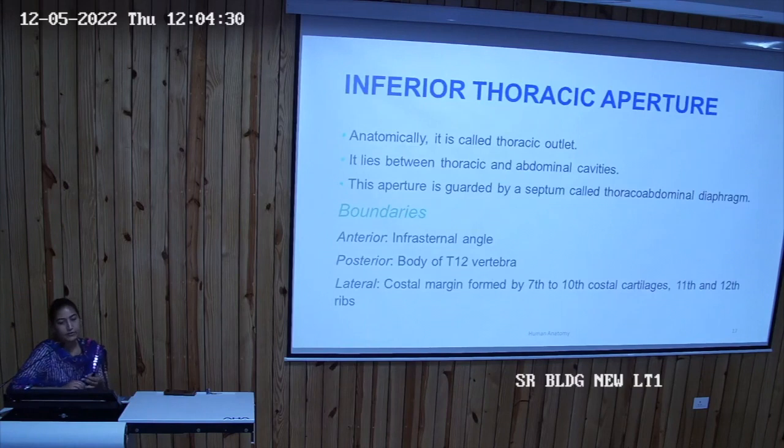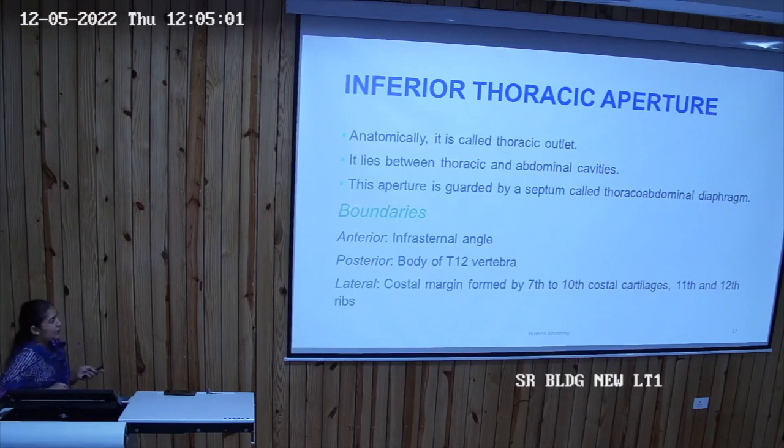Next is the inferior thoracic aperture. You have the thoracic inlet, the thoracic cavity, and the thoracic outlet. So this inferior thoracic aperture is also called the thoracic outlet. The inlet, you have seen the boundaries. The thoracic cage, you already know the contents, that is heart and lung, they are bounded in the thoracic cage. What is guarding the thoracic outlet? The diaphragm is guarding the thoracic outlet.